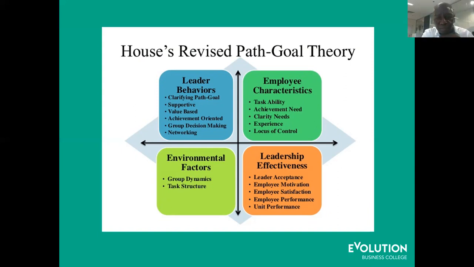And so the leadership effectiveness is leaders' acceptance. How is he accepted? Employee motivation, how are the employees motivated? Are they motivated by the rewards? Are they motivated maybe by self-fulfillment? And where do they derive their satisfaction from? The employee performance. So the leadership effectiveness derived from this will be high employee motivation, high employee satisfaction, high employee performance, and the unit, that means the department, the unit performance increases. So the unit performance grows when you have the right environmental factors.